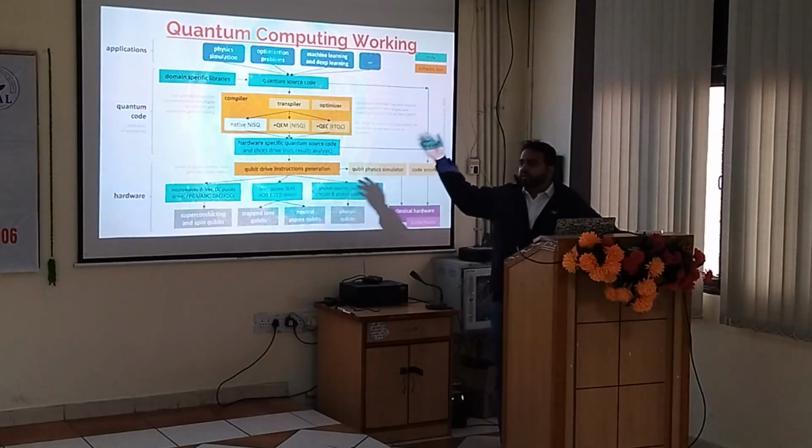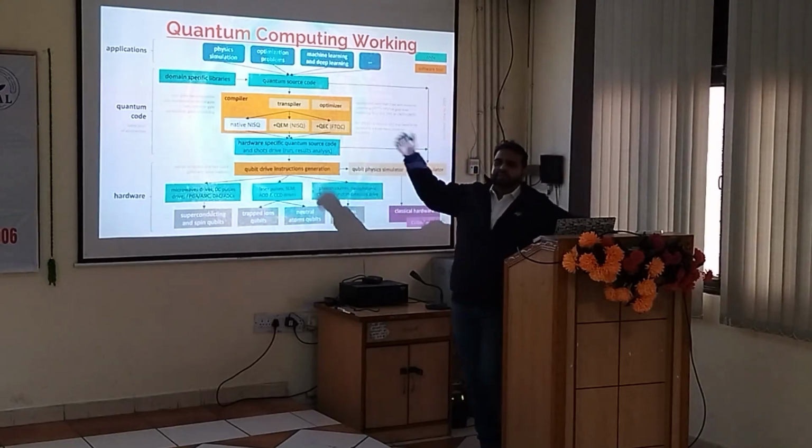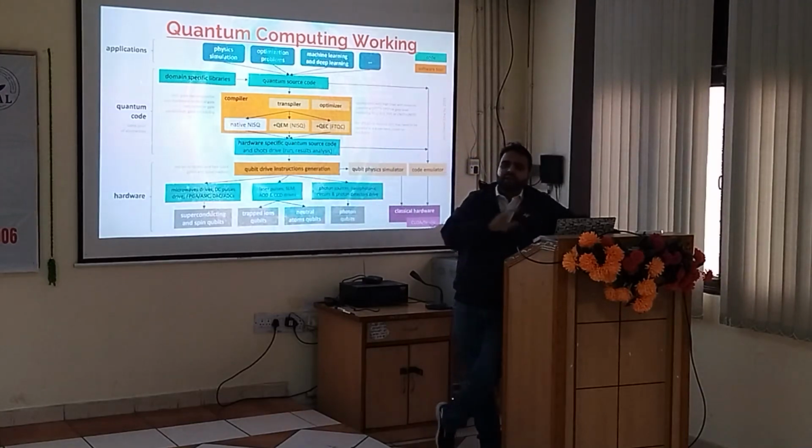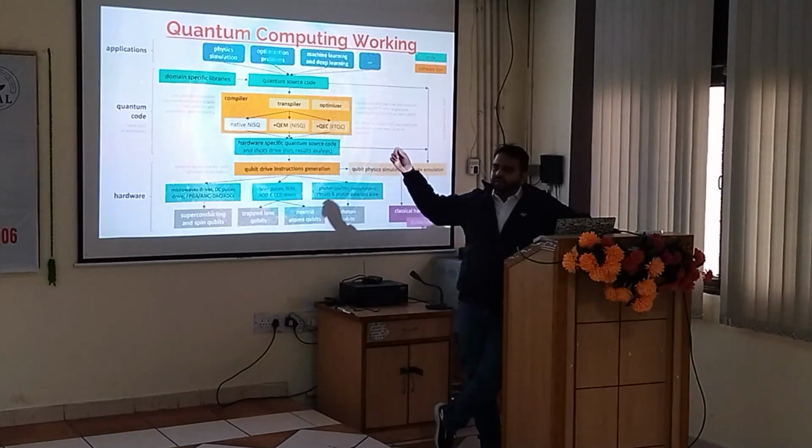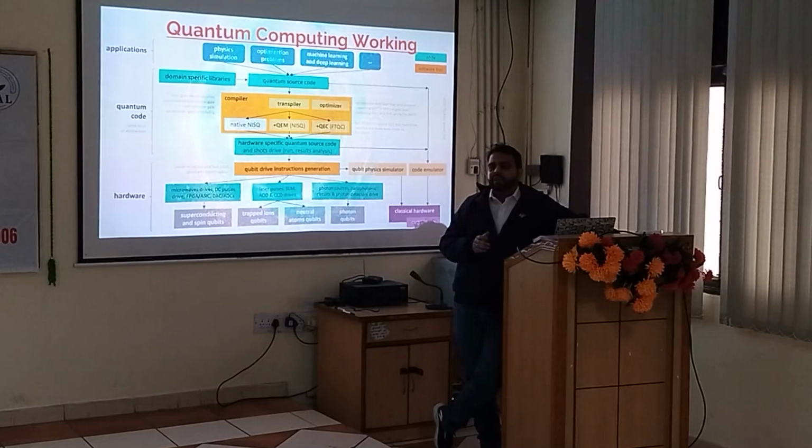For example, not the cloud platform, basically the company: D-Wave is there, Rigetti is there, Amazon AWS is there. Depending upon what type of hardware they are supporting, we have to ensure the portability, but right now it is not there.